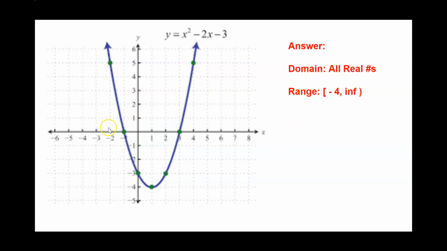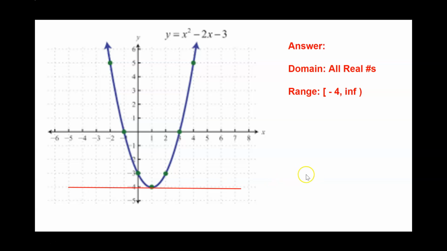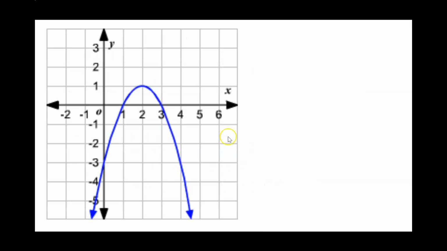So the domain is all real numbers because it goes all the way left, all the way right. Range, it stops down here and goes all the way up to positive infinity. So this is my marker letting me know it stops.